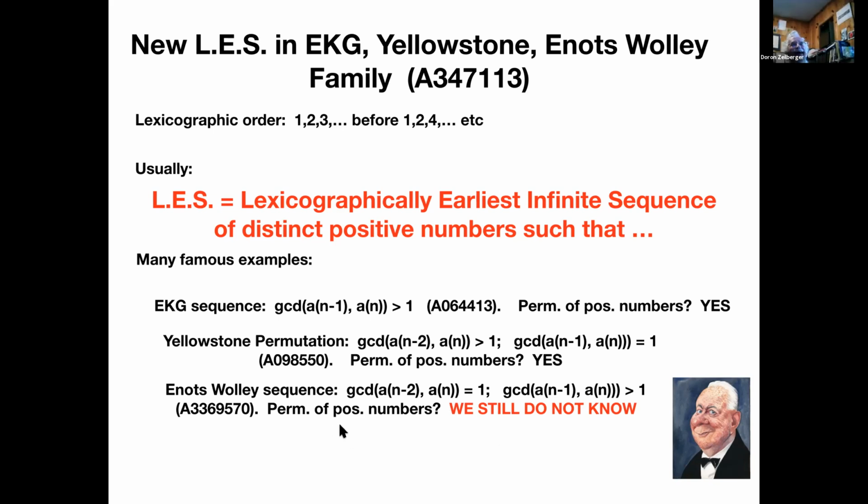And is it a permutation of the positive numbers? We just don't know. We know a lot about it, but it's a gap. I wish somebody would solve that. I was going to offer a large amount of money, but I decided not to. But please, would somebody kindly solve that?